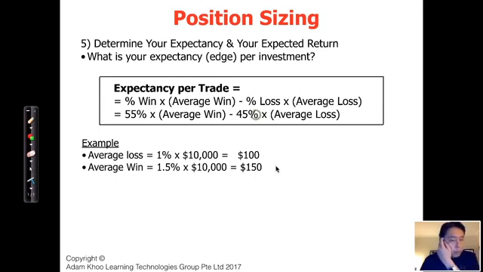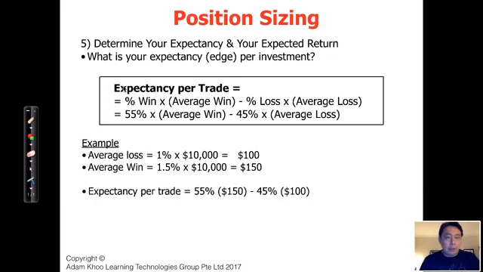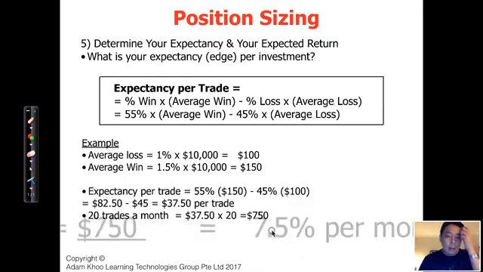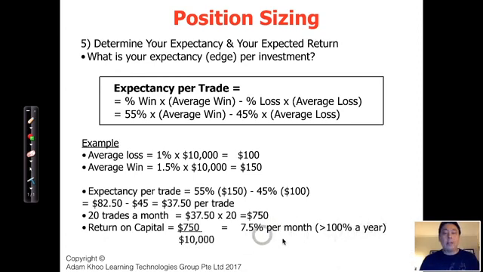So if you plug in the figures, what do you get? Your expectancy per trade will be 55% times 150, which is your average win, minus 45% multiplied by $100, your average loss. If you do the math, that's $82.50 minus 45, that's $37.50 per trade. So on average, every trade you make will get you $37.50, right? That's the statistical average. So if you do 20 trades a month, 20 trades multiplied by $37.50 is $750. And $750 over 10 grand, that is a 7.5% return per month.